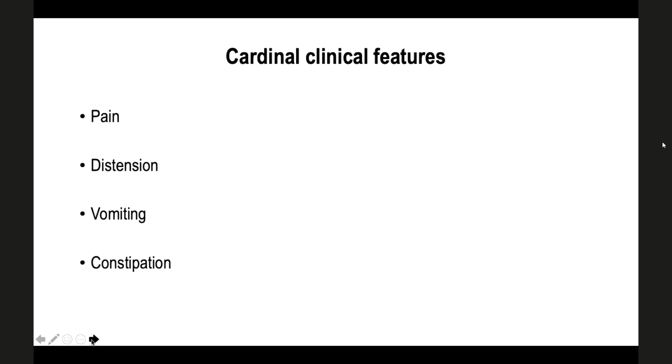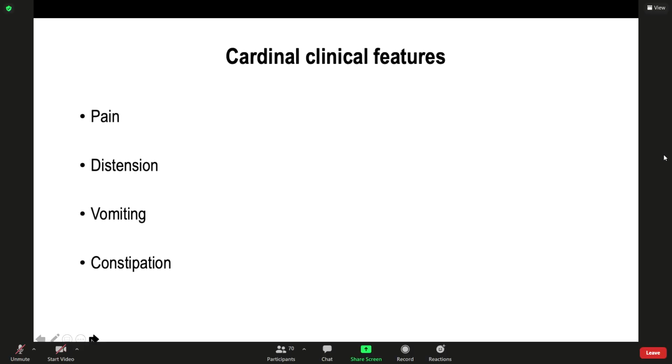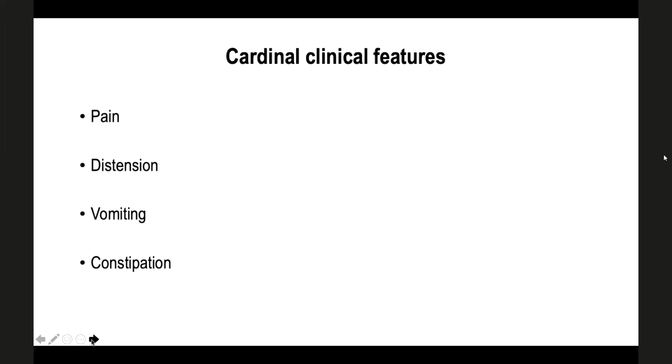I'm sure you're all aware that the cardinal clinical features of intestinal obstruction are these four. That's pain, of course abdominal pain, abdominal distension, vomiting, and constipation. So these are the cardinal clinical features of intestinal obstruction. Let's have a little look at each of these in turn.